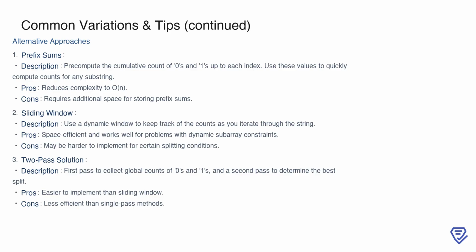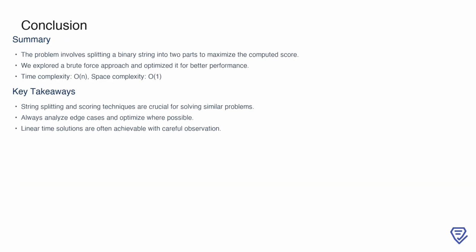Lastly, the two-pass solution involves one pass to gather global counts of zeros and ones, followed by a second pass to determine the optimal split point. This approach is easier to implement than sliding windows but is slightly less efficient compared to single-pass methods. Each of these techniques has its pros and cons, so it's important to choose the one that best suits the problem's requirements and constraints.